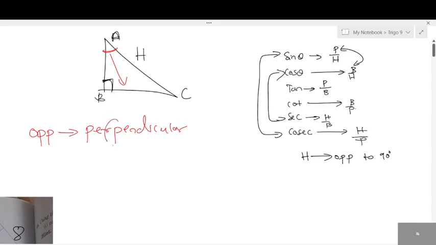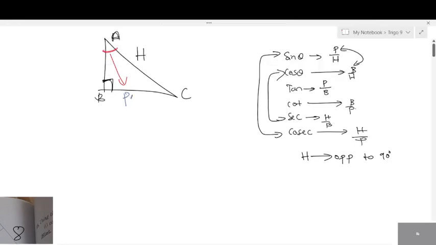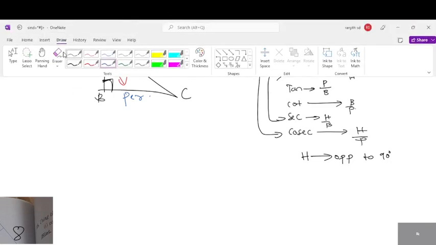Opposite, students. Can you see P and P? Two P's. In opposite also we have two P. Remember like this. So that will become perpendicular. So for angle A which is perpendicular, students? Yes, this is perpendicular. Then what is base for angle A? AB is the base. This is for angle A.